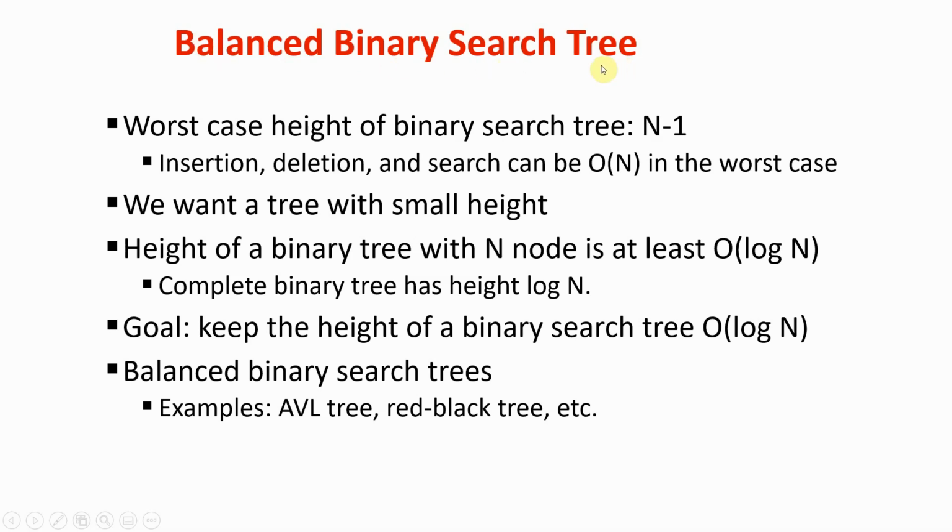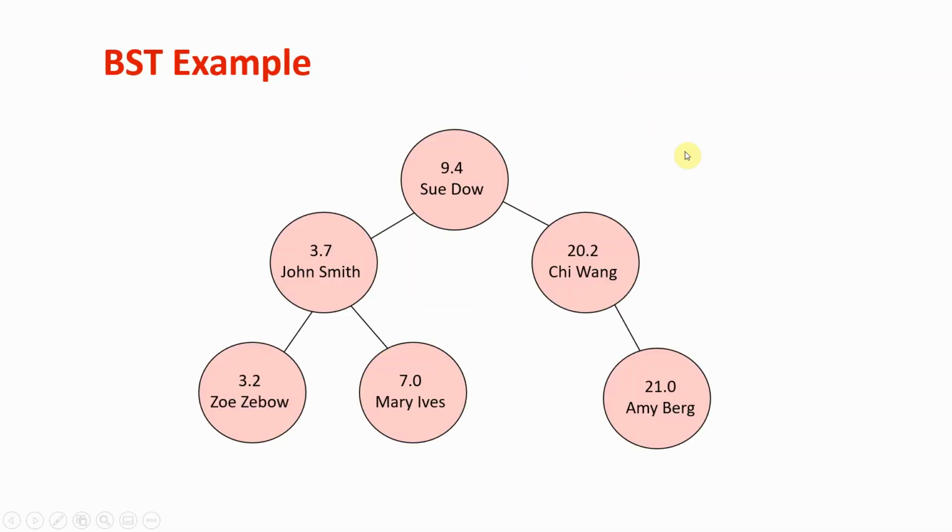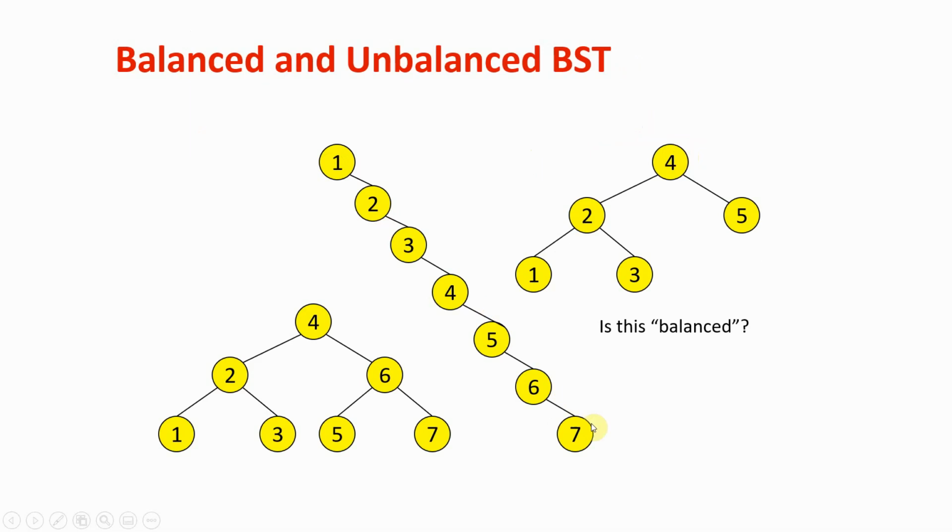In a binary search tree that is not balanced, in the worst case, the height of the binary search tree is going to be n minus 1. For example, if you have 7 nodes, the height can be 6. So if you want to search, insert, or delete, the big O notation for all of these three operations is going to be of order n, because height can be n, right?